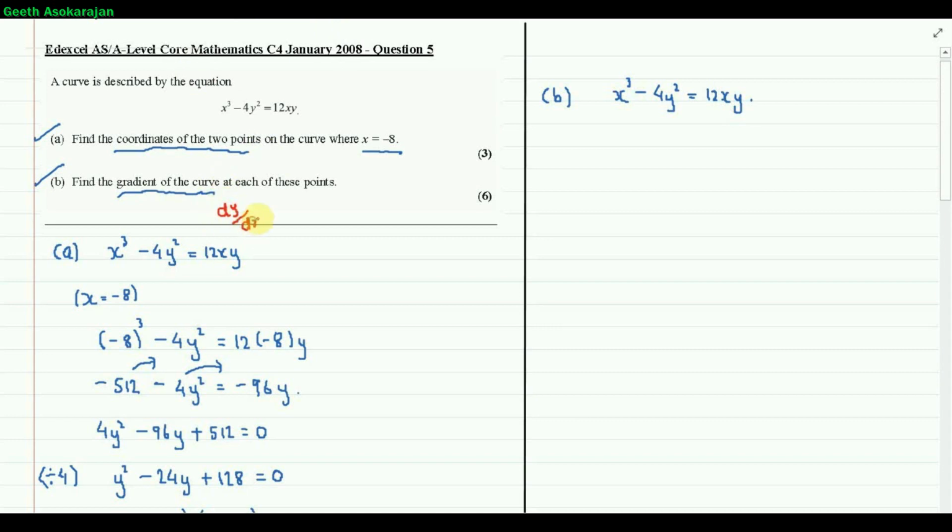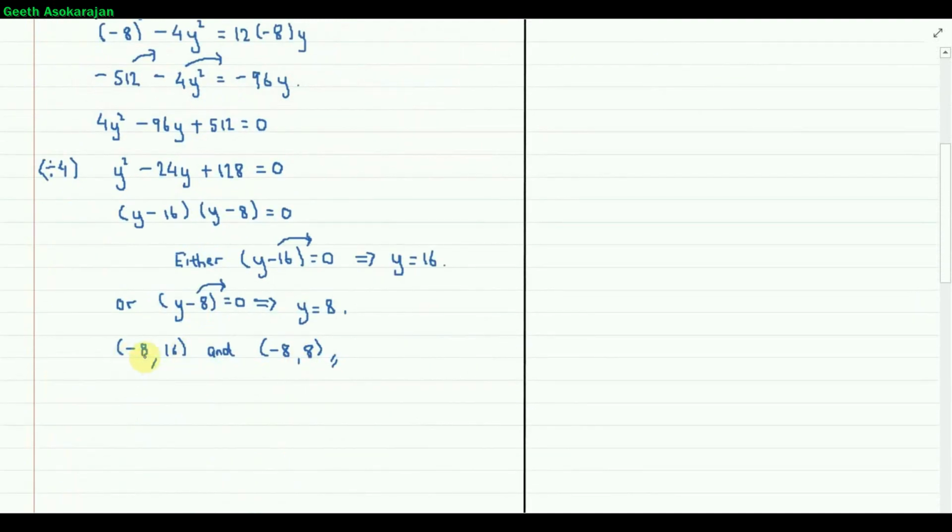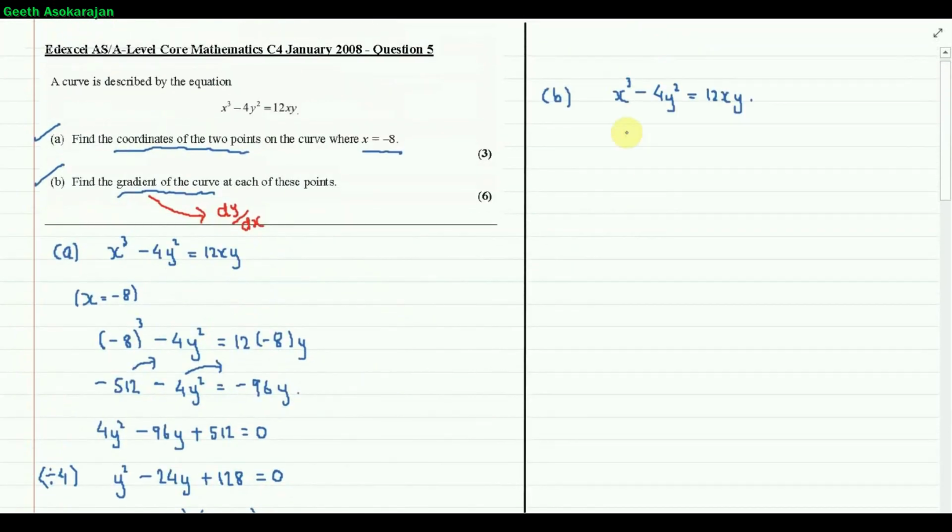Whenever you need a gradient, think of the gradient function. We need dy over dx, and this equation is an implicit function, so we need to use our knowledge of implicit differentiation to calculate dy over dx first, and then we can work out the gradient at each of these points found in part A. The points had coordinates, remember, minus 8, 16 and minus 8, 8. But first things first, let's use implicit differentiation to differentiate this equation.